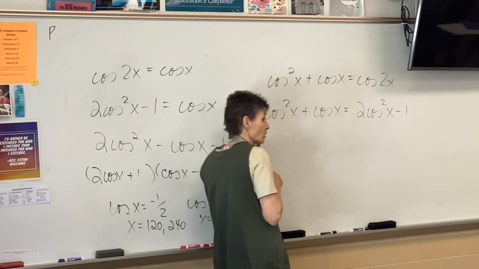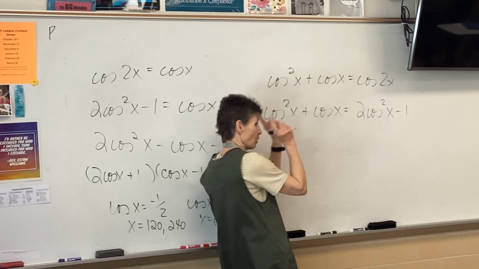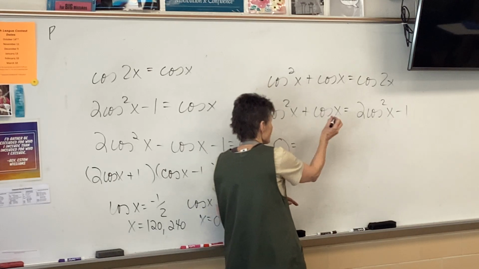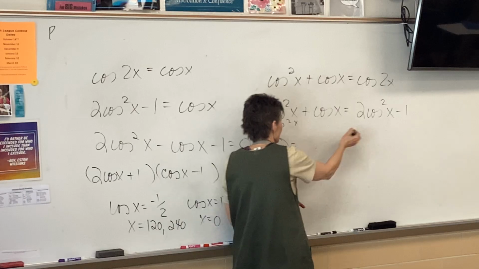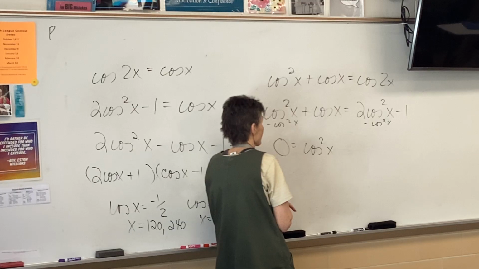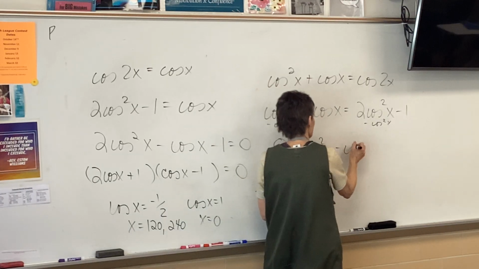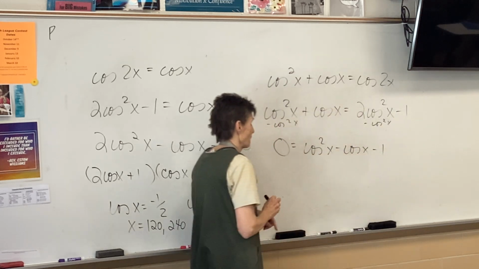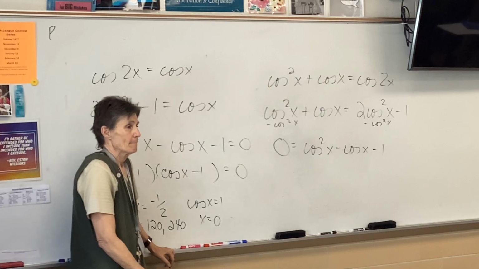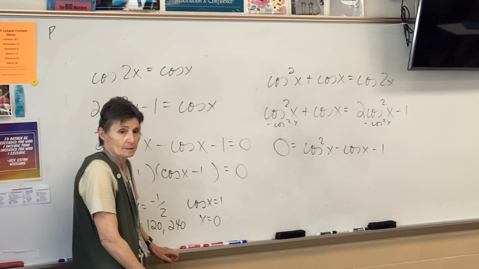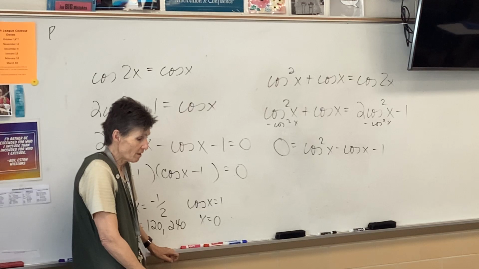Now, Brayden, I'm going to get everything on one side, okay? I'm going to get my 0 over here. So I'm going to subtract cosine squared, and that's going to be just 1 cosine squared. I'm going to subtract cosine. Everybody on board so far?